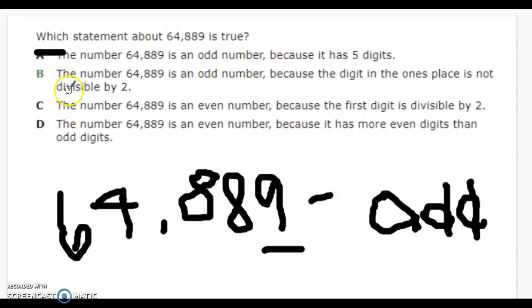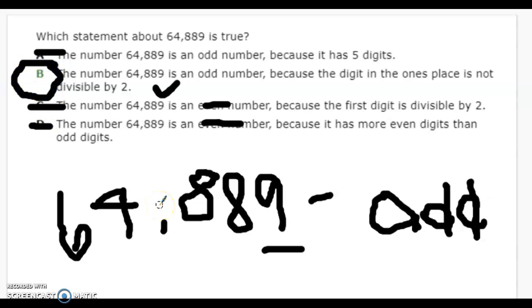But let's keep reading. The number 64,889 is an odd number because the digit in the ones place is not divisible by 2. Well, what did we say about numbers that are divisible by 2? They have to be what? Numbers divisible by 2 are even numbers, and we already determined that 9 is an odd number. So that is a correct statement. The number 64,889 is an even number. We already determined that it's odd. So you can mark those out.